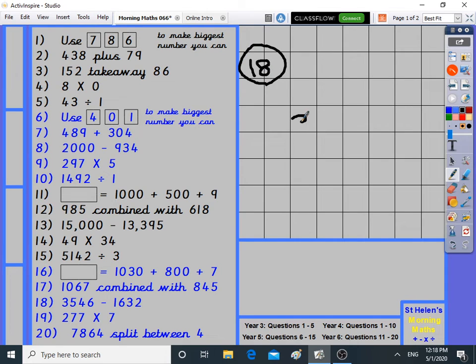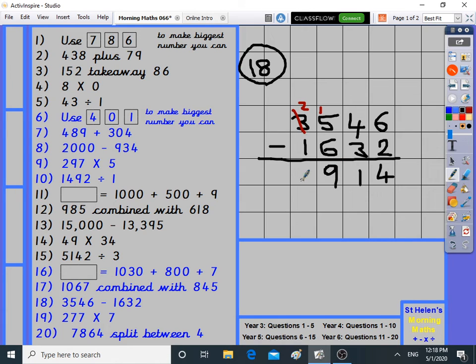Number 18, 3,546. Take away 1,632. Again, not a difficult takeaway for year 6. 6 take away 2 is 4. 4 take away 3 is 1. 5 take away 6 is not 1, because 5 is too small to take away 6. Need to do some borrowing. 3 goes down to a 2, lend the 1. 15 take away 6 is 9. 2 take away 1 is 1.